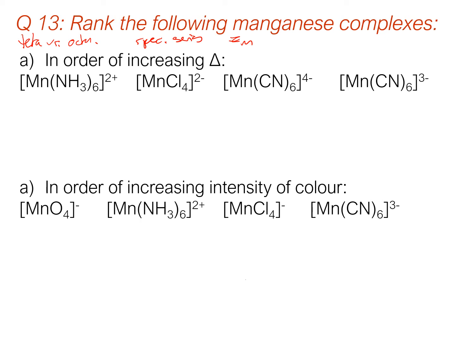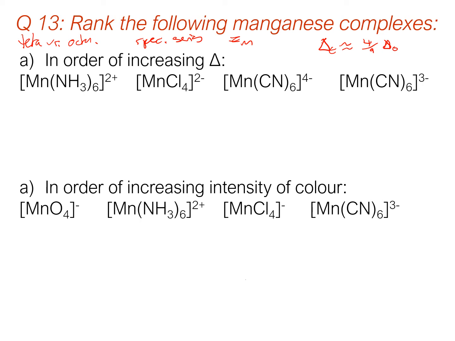So first let's look for a tetrahedral complex. These generally have very small values of delta, and this is because if you remember, delta T is about 4/9 of the value of delta O. So if you can find something tetrahedral, we can imagine that's going to be the smallest one.